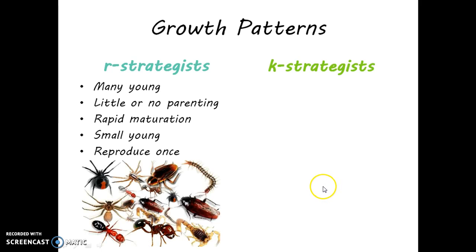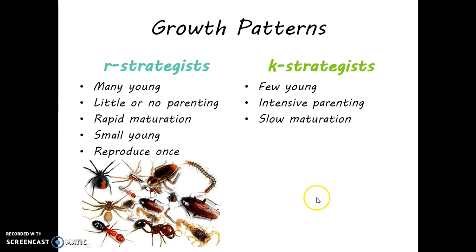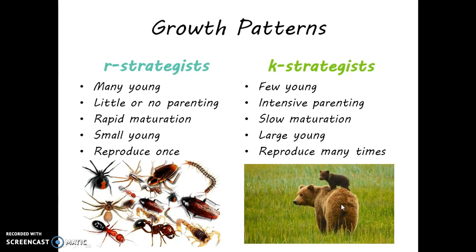Think insects. Okay. Now, K strategists are a little different. They produce few young, but they have intensive parenting. The young mature very slowly, they're much larger, and these organisms are going to reproduce many times across their lifespan. Think mammals.